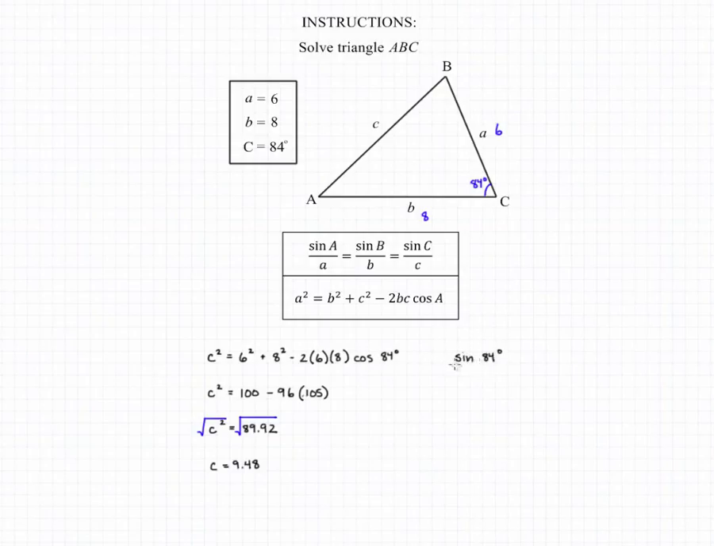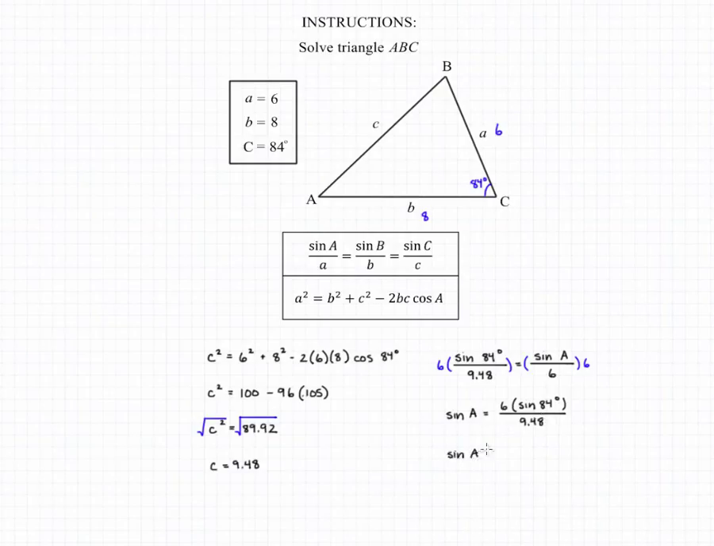Now that we have a side and an opposite angle, we can use the law of sines. So we can say the sine of 84 degrees over its opposite side, 9.48, has to equal the sine of angle A over its opposite side, 6. We can multiply both sides of the equation by 6, which will give us the sine of A being equal to 6 times the sine of 84 degrees over 9.48.